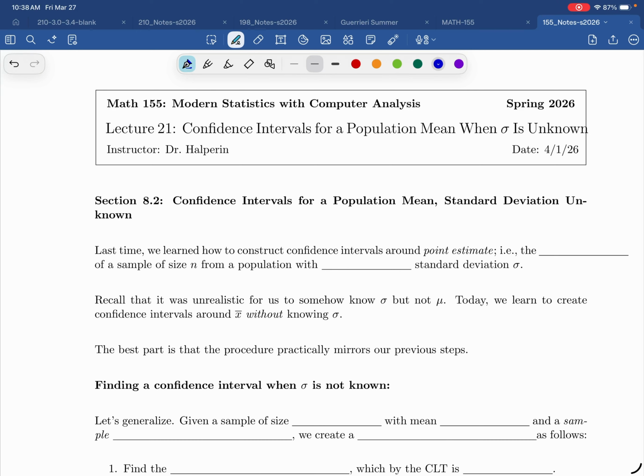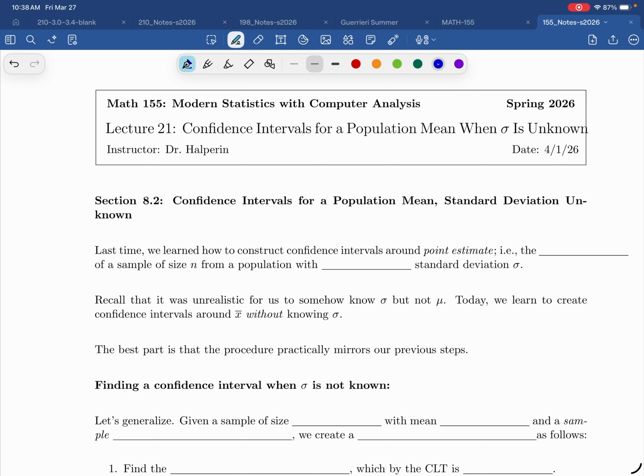Let's take a look at section 8.2, confidence intervals for a population mean, standard deviation unknown. We're going to continue creating confidence intervals, this time using a much more realistic scenario where we're trying to estimate mu, the population mean, and we don't know sigma, the population standard deviation. And there are two changes that we're going to do.